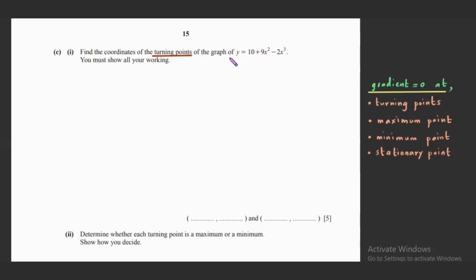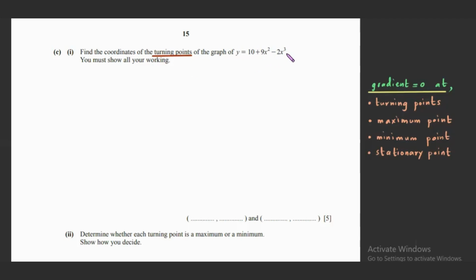And we are given an equation here. We need to first identify if the equation given to us is a quadratic equation or a cubic equation. Now, if this was a quadratic equation, then to find the turning points, we will have to complete the square and then figure out the turning point.